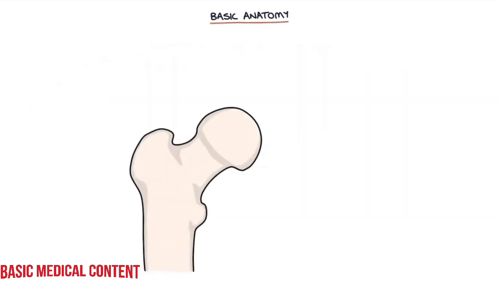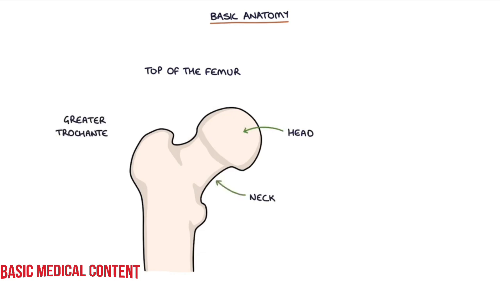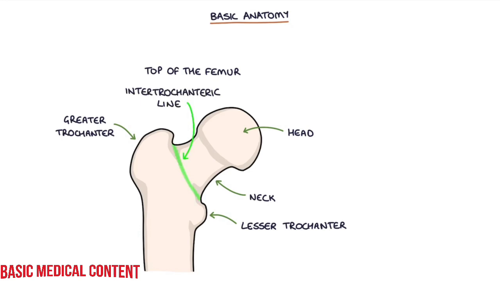Let's start by talking about some basic anatomy. There are some basic structures at the top of the femur: the head of the femur, the neck of the femur, the greater trochanter on the lateral side, the lesser trochanter on the medial side, the intertrochanteric line, and the shaft, which is the body of the femur.